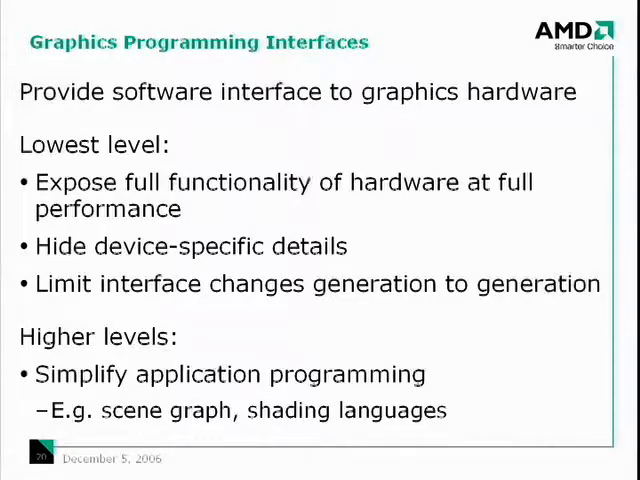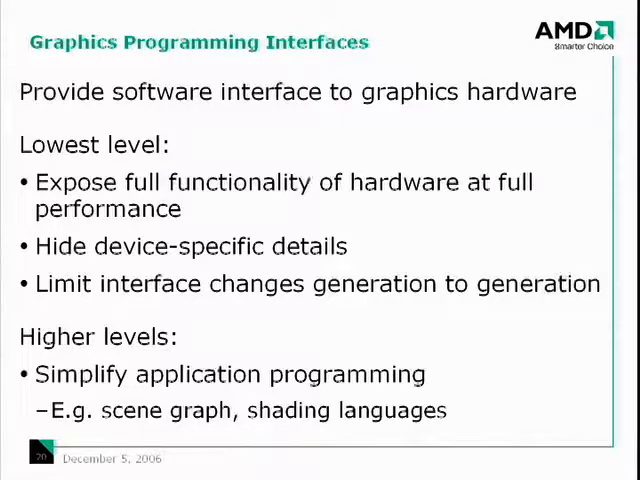At the lowest level, what you'd like to be able to do is expose all the functionality of the hardware at full performance. But on the other hand, you'd like to hide some device-specific details, and you'd like to limit the interface changes from generation to generation of the hardware. Clearly this first bullet point and the second two are almost always in conflict, so you've got to figure out where the balance is.